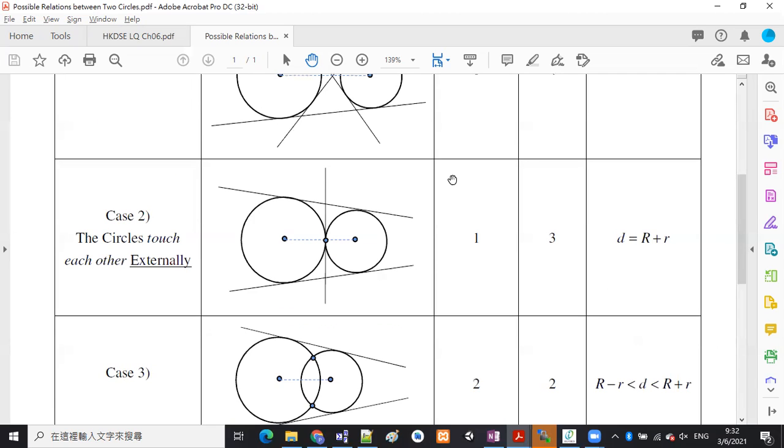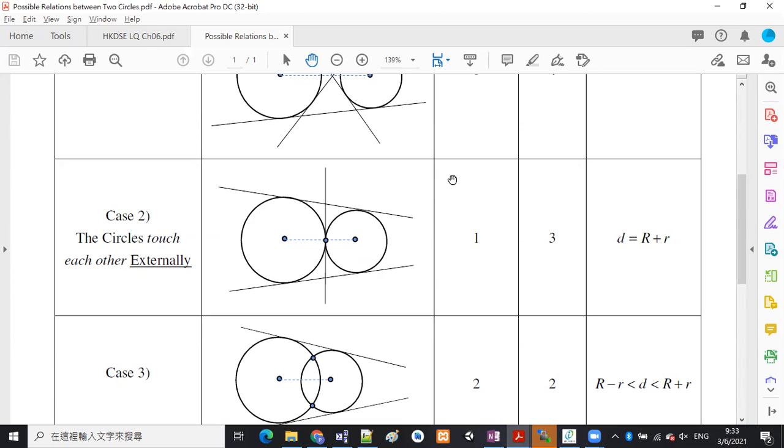If the question tells you that the circles touch each other externally, okay, then there will be one intersection point. Okay, one intersection point. And what I want you to remember is that the centers of the circle and the points of contact will be collinear, which means that these 3 points will form a straight line.